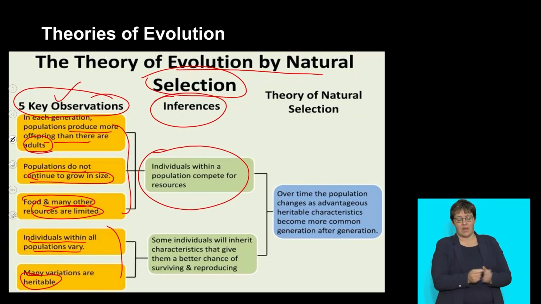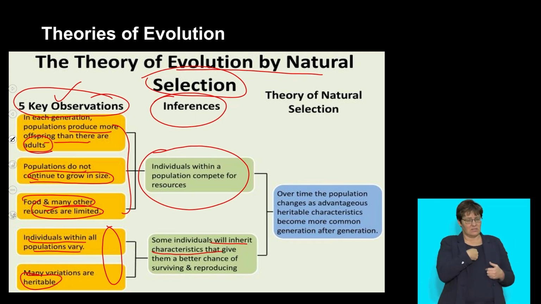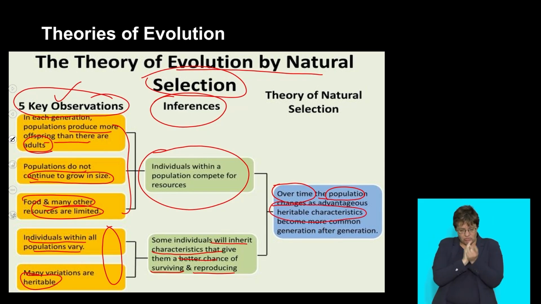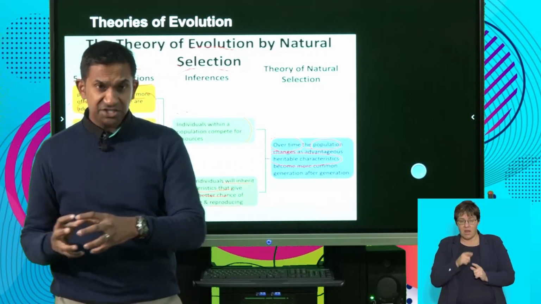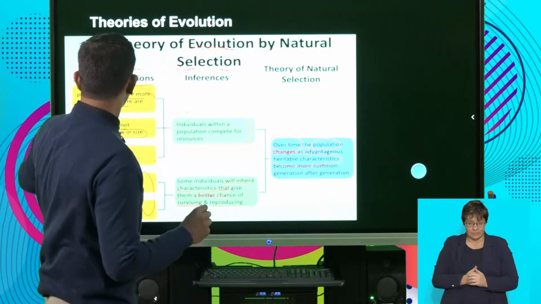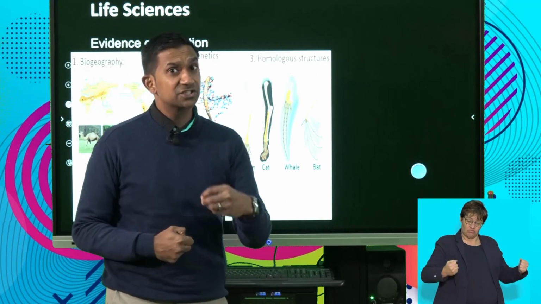When we look at these 2 concepts at the bottom, we know that some individuals will inherit some characteristics that give them a better chance of surviving and reproducing. And this in turn means that over a period of time, populations change to becoming better suited to the environment, and they then pass down those characteristics from one generation to the next, eventually leading to populations becoming better suited to the environment. And that is essentially what underpins the concept of survival of the fittest and natural selection.